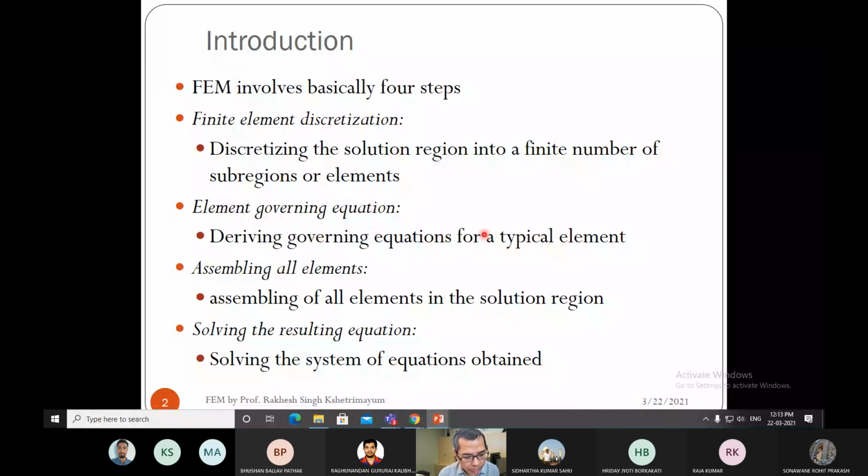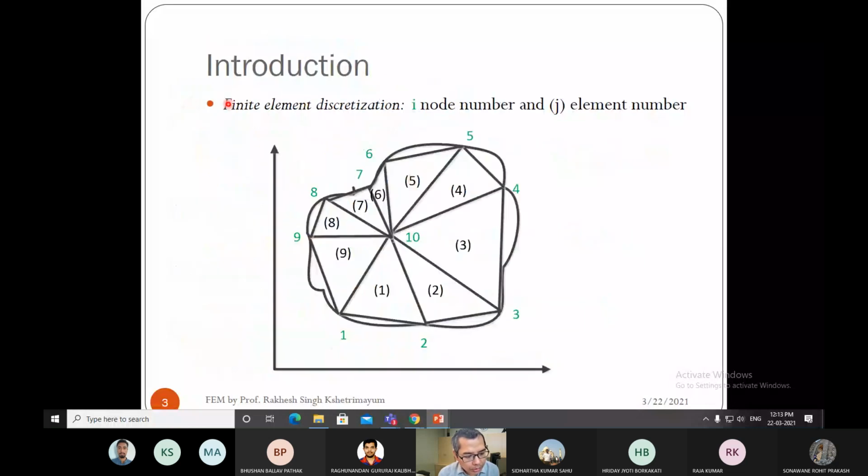What are these governing equations? We'll see it today. Once you do that for every element, then you assemble all the elements in the solution region, and you solve the resulting equation. So we'll see all these steps one by one today, tomorrow also, and so on. So let's take one simple example here so that you understand what these 4 steps of the finite element method are.